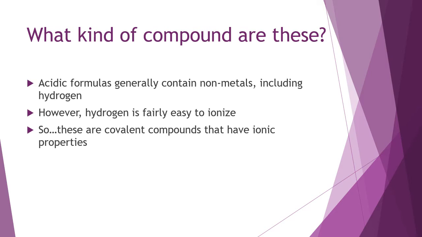So, what kinds of compounds are acids? Acidic formulas generally contain mostly nonmetals, including hydrogen. However, you might remember hydrogen is at the top of group 1. It is aligned with the alkali metals even though it is not an alkali metal. This is because hydrogen does share some common characteristics with them, including being easily able to ionize into its +1 cation. So, technically, the acids we will be dealing with are covalent compounds that have a lot of ionic characteristics to them, including how their formulas are written.